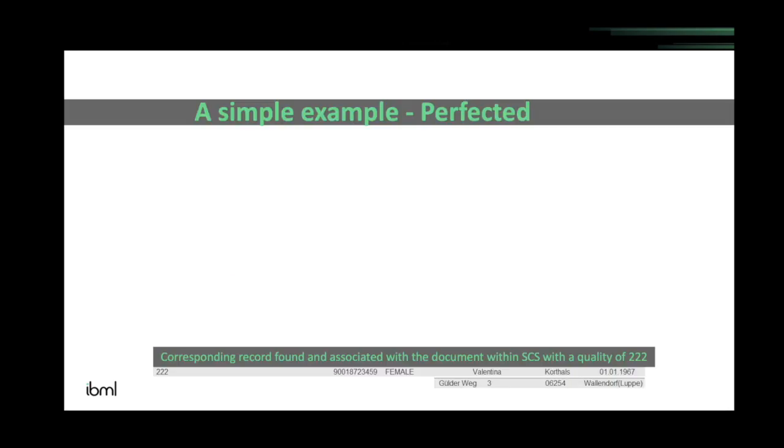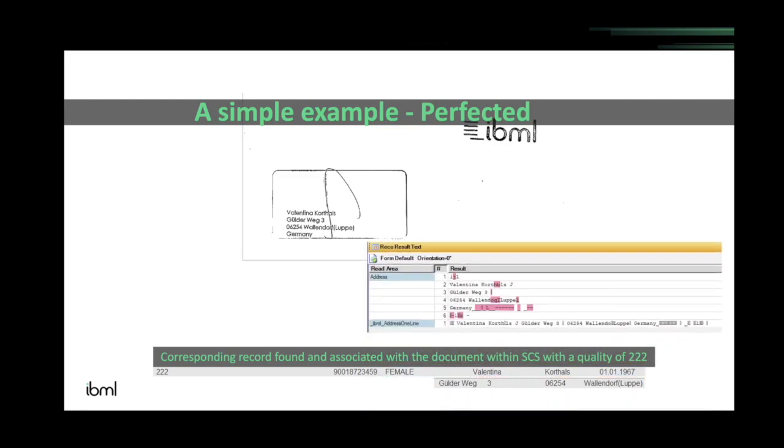So at the end, we have a simple example with perfected data, where we have our gone away envelope with OCR that's not really good, and we find the corresponding record and associate it within SAS with a quality of 222.